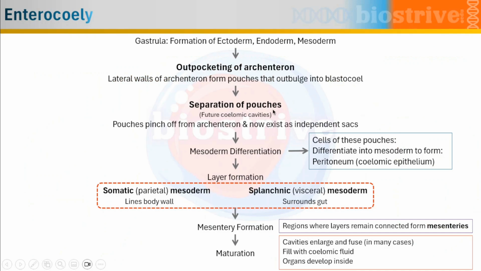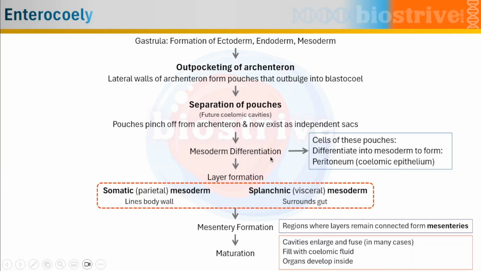Now there is separation of these pouches. Soon these pouches will start to look like separate pouches. We can say there is pinching off from this archenteron and now they will exist as independent sacs, and these independent pouches will be forming the future coelom. Now there will be mesodermal differentiation. So the cells of these pouches will finally mature into mesoderm for the purpose of formation of peritoneum, which is coelomic epithelium, which will be required later on.